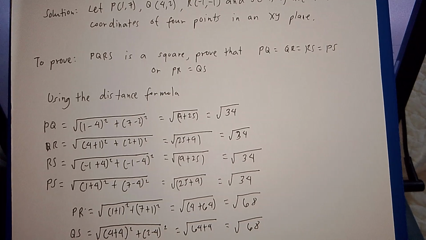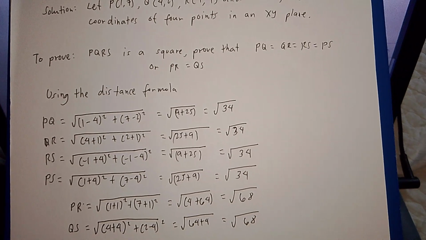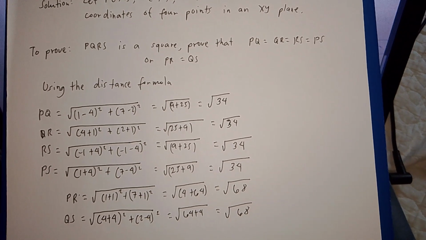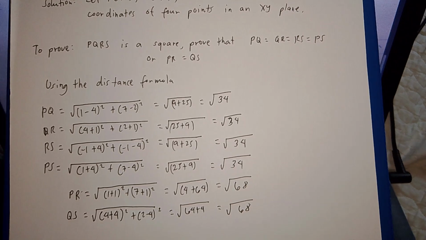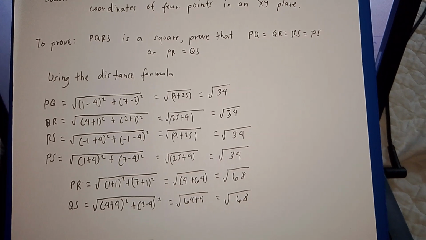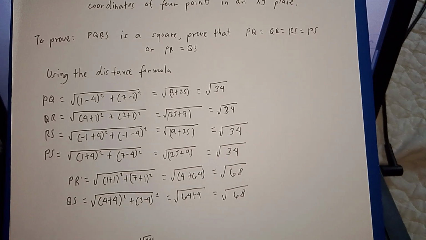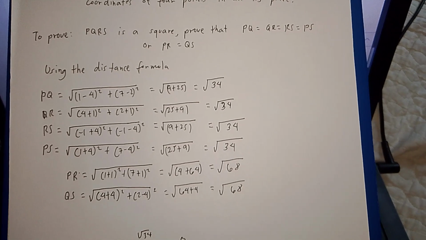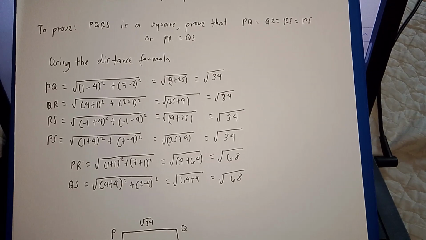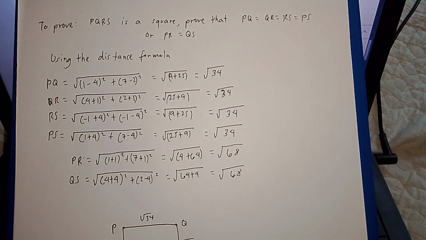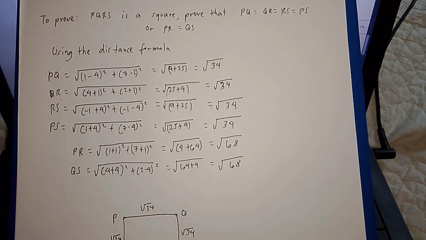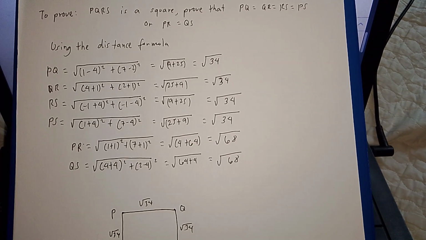So coming back to the example of RS, we know why the solution is an addition. RS is equal to square root of negative 4 plus 1 squared plus 4 plus 1 squared, equal to square root of negative 3 squared plus 5 squared. So we answer the exponent. We got 9 plus 25 equal to square root of 34.